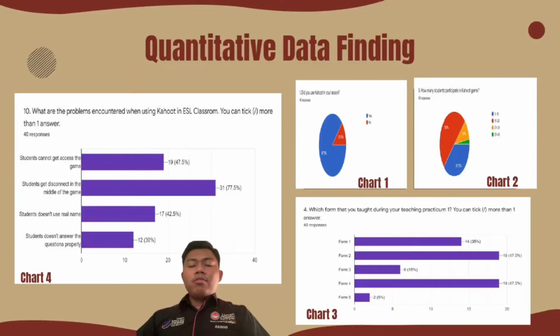The number of students participating in the Kahoot game is around 11 to 20 students, and also 31 to 40 students. The forms most taught during the teaching practical are Form 2 and also Form 4. Based on the quantitative data findings, it can be identified that a major problem faced by the pre-service teachers when using Kahoot is students getting disconnected in the middle of the game.